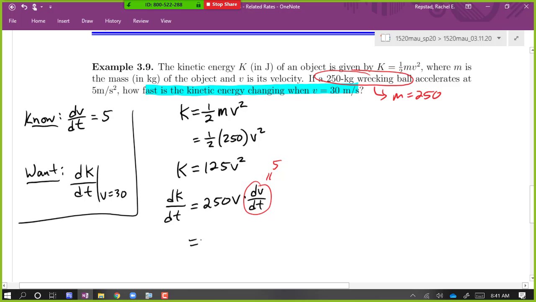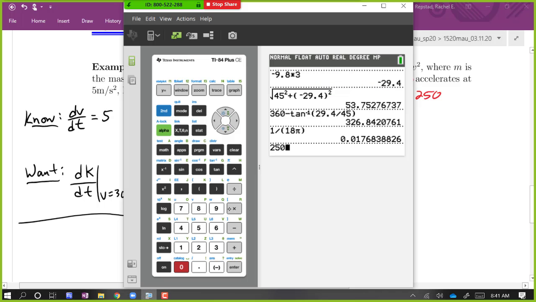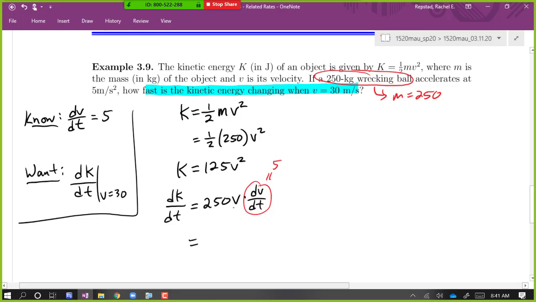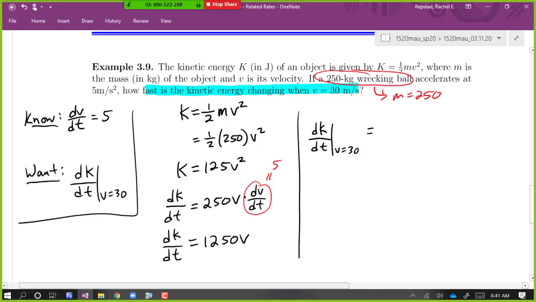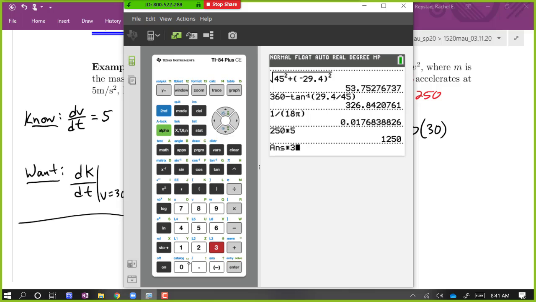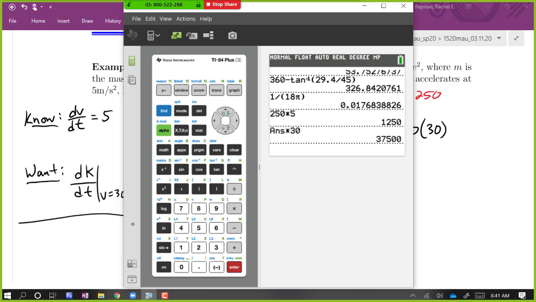5 times 250, 1250. So now I have dk dt as a function of velocity, which is perfect for us because we want to find dk dt at v equals 30. So $37,500.